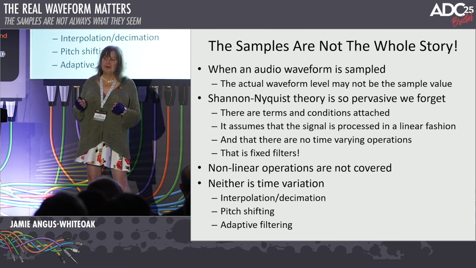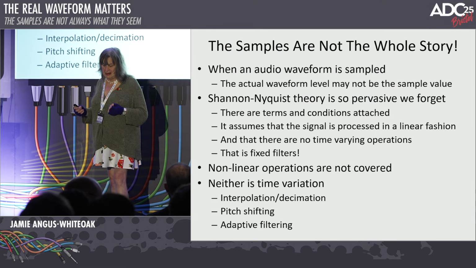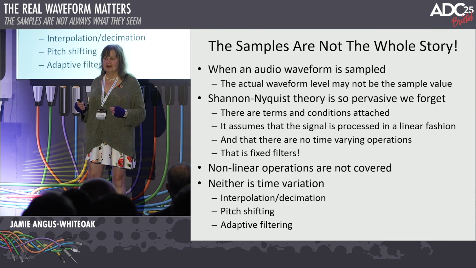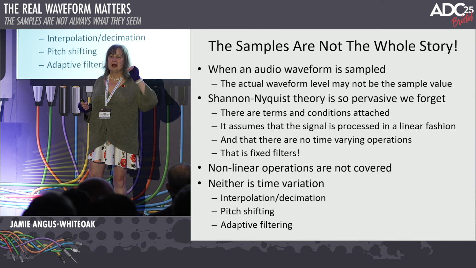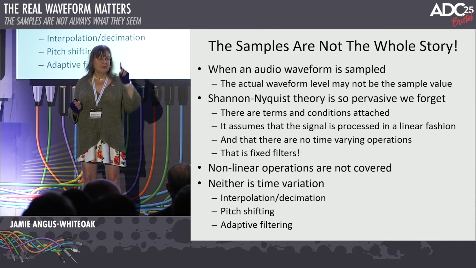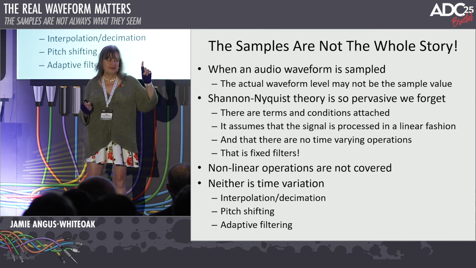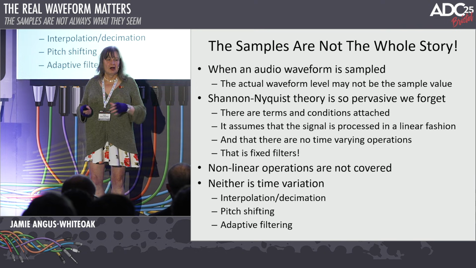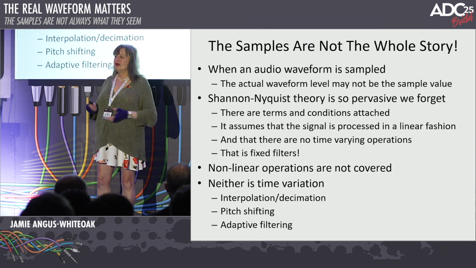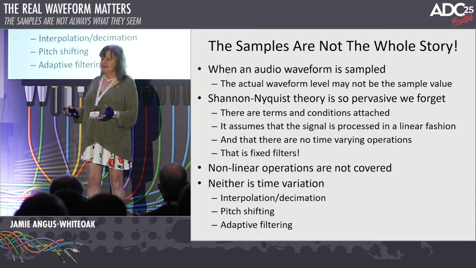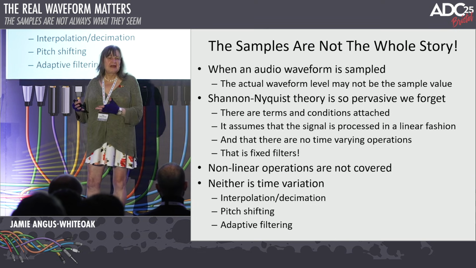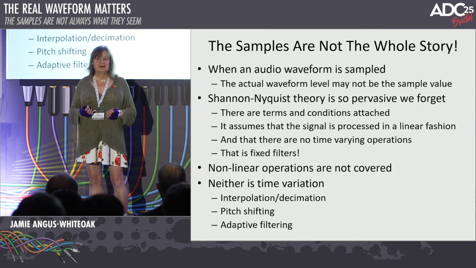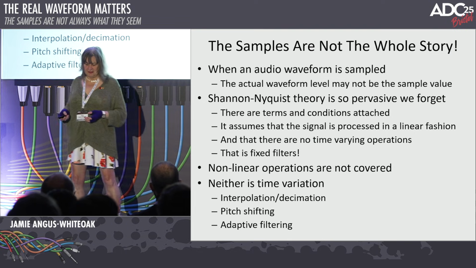So samples are not the whole story. The actual waveform level may not be the sample value. That's one takeaway, absolutely immediate. Just because the sample says X, that's not the waveform. It's related to the waveform, but it's not the waveform. And the problem is Shannon-Nyquist theory is so pervasive that we forget, or maybe we're never told, that there are terms and conditions. There are always terms and conditions.